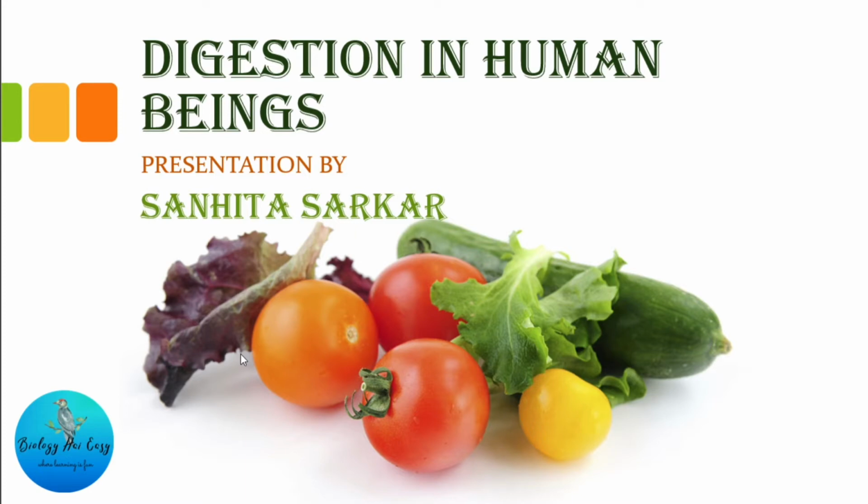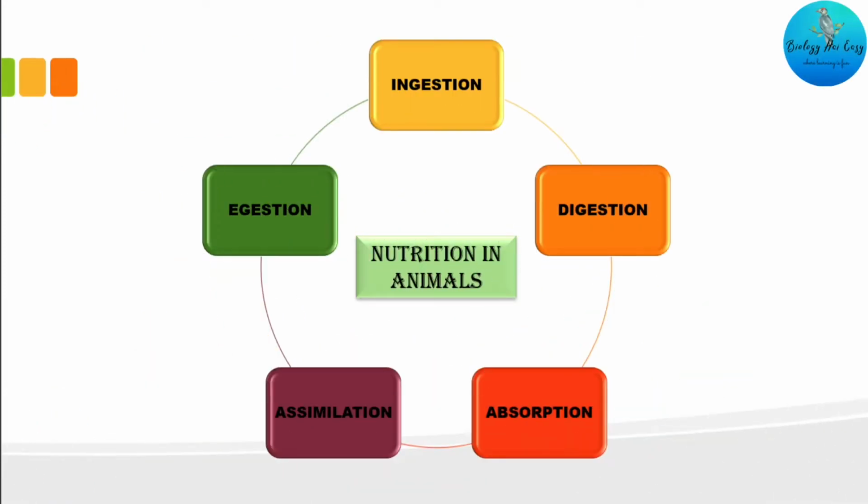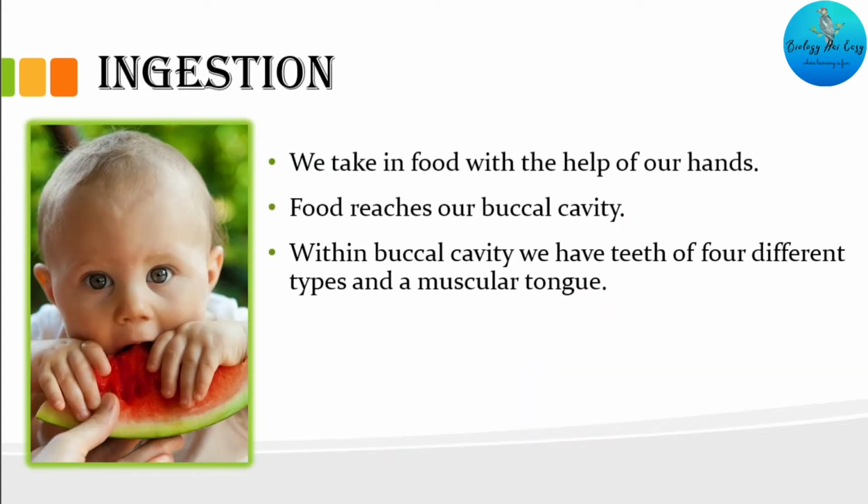Let's begin our discussion. Nutrition in animals involves 5 steps, right? And what are they? They are ingestion, digestion, absorption, assimilation and egestion. So, the first step is ingestion. It is the process of taking food inside the body. The food is taken with the help of hands. Then, the food is properly masticated by the teeth before swallowing.